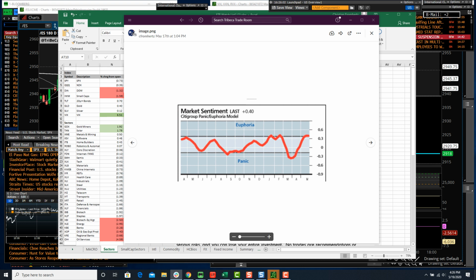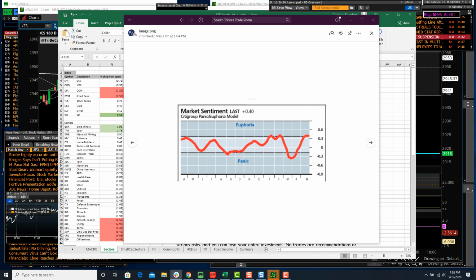Now, on the other side of this, when sentiment is really hot, any bad news is going to bring the market down. Good news, more and more good news, it's going to get harder for the market to go higher.